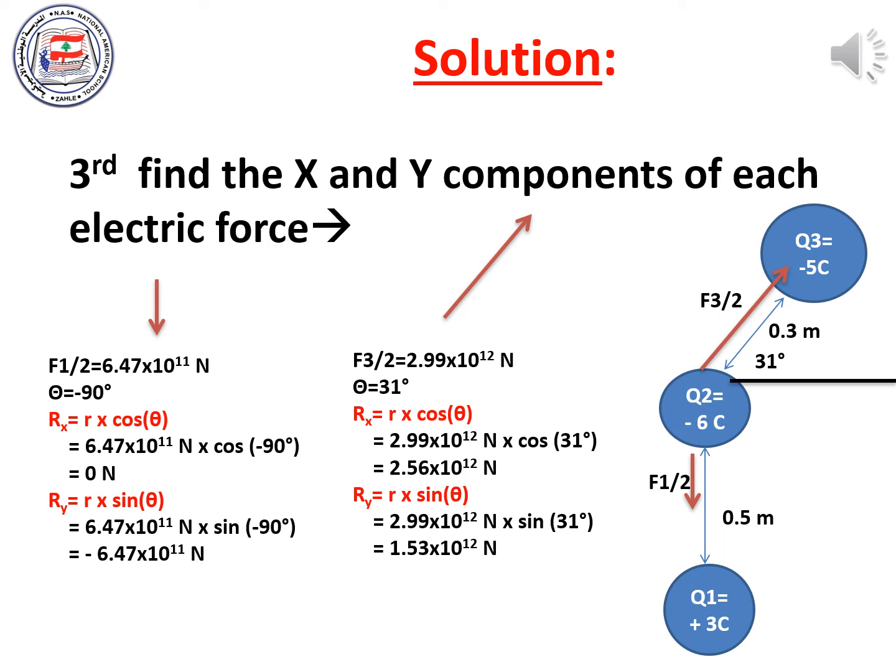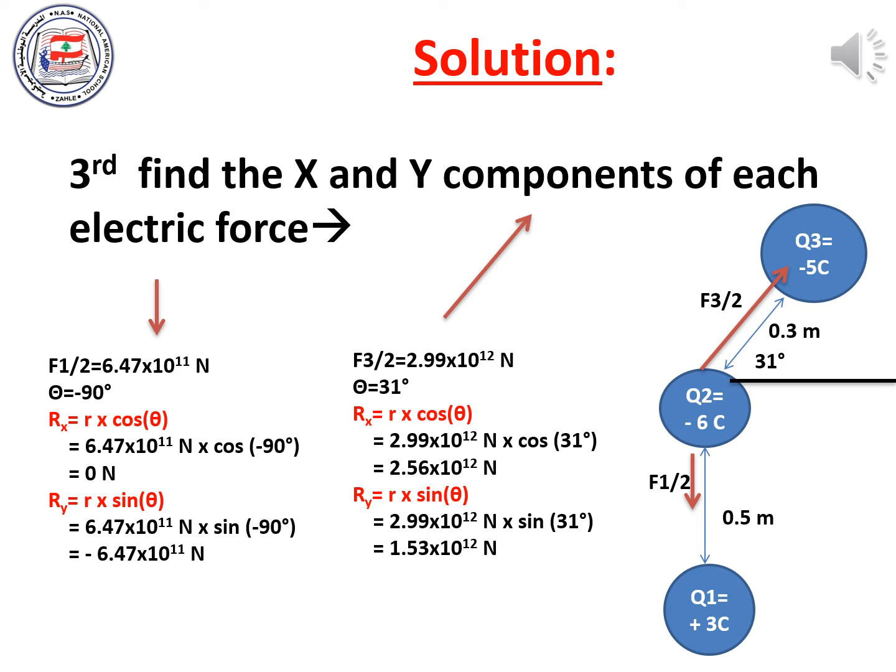So in order to calculate the x component, we use the following equation. Rx is equal to r times cosine angle, equal to 6.47 times 10 to the power 11 newtons times cosine negative 90, equal to 0 newtons. Since this vector is on the vertical, it doesn't have any x components.